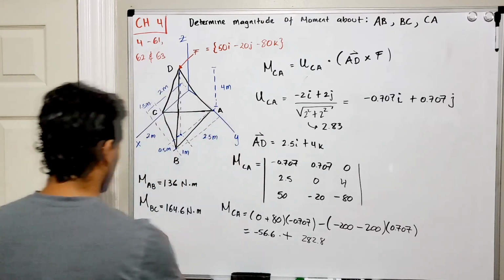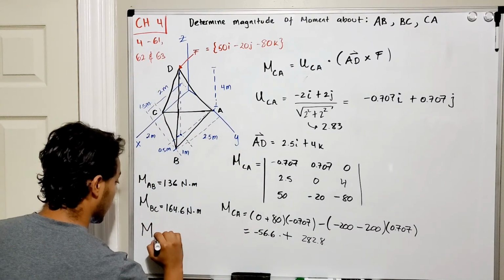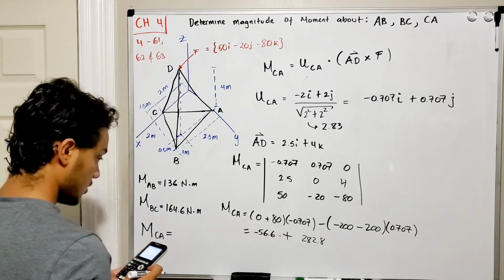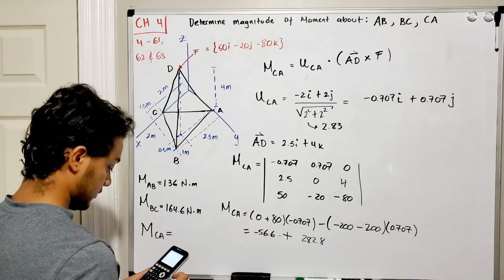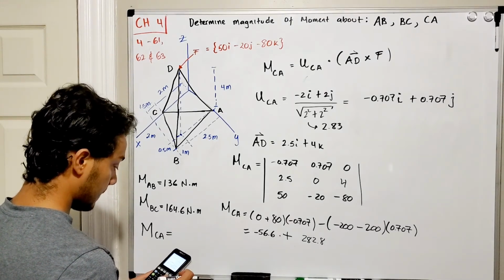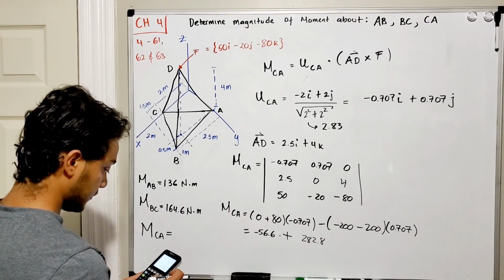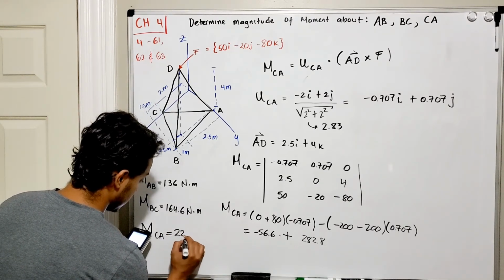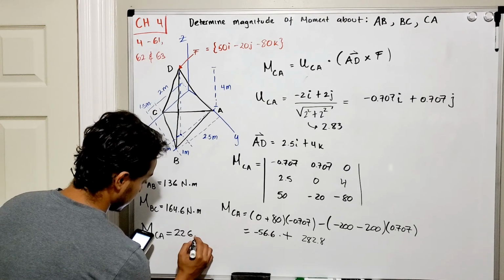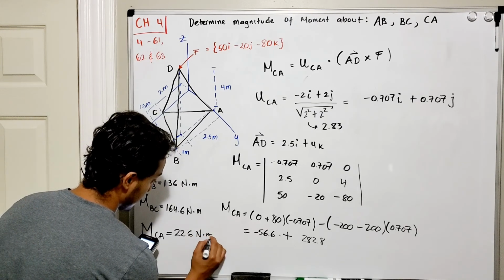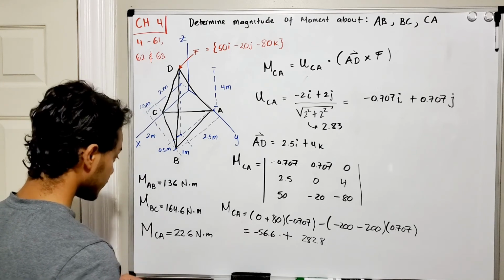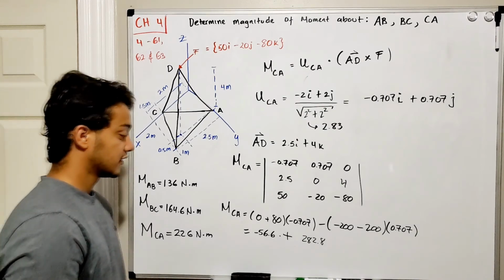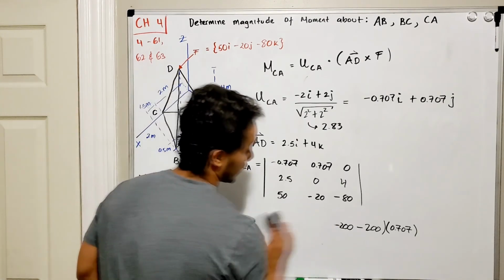And my moment about my base CA is going to be equal to 282.8 minus 56.6, which will be equal to 226 newtons per meter. Okay? So since these are magnitudes, we don't care about any signs, and we found our three answers.